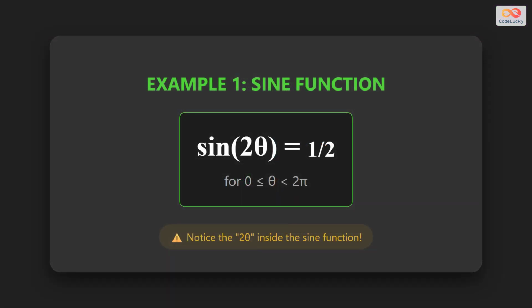Let's look at our first example. We need to solve sine of 2 theta equals 1/2. We are looking for solutions where theta is between 0 and 2 pi. Notice the 2 theta inside the parenthesis. We cannot just ignore it or divide by 2 immediately.